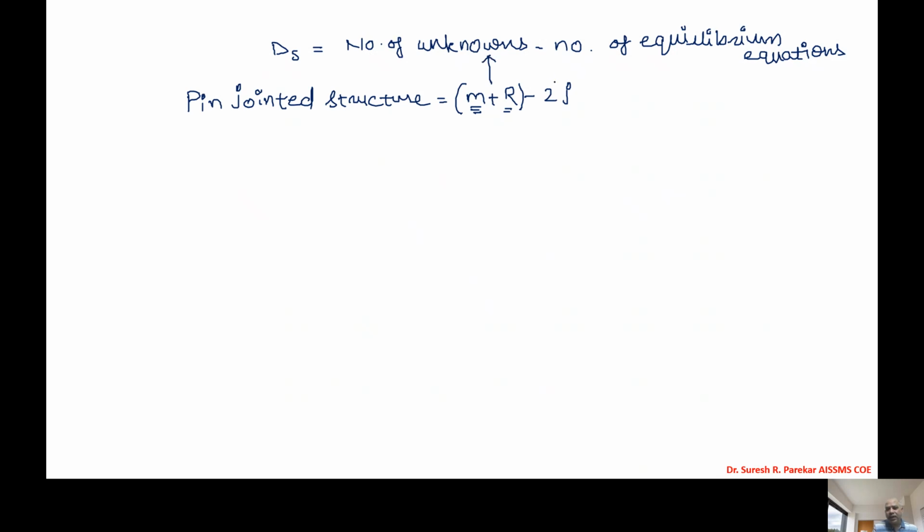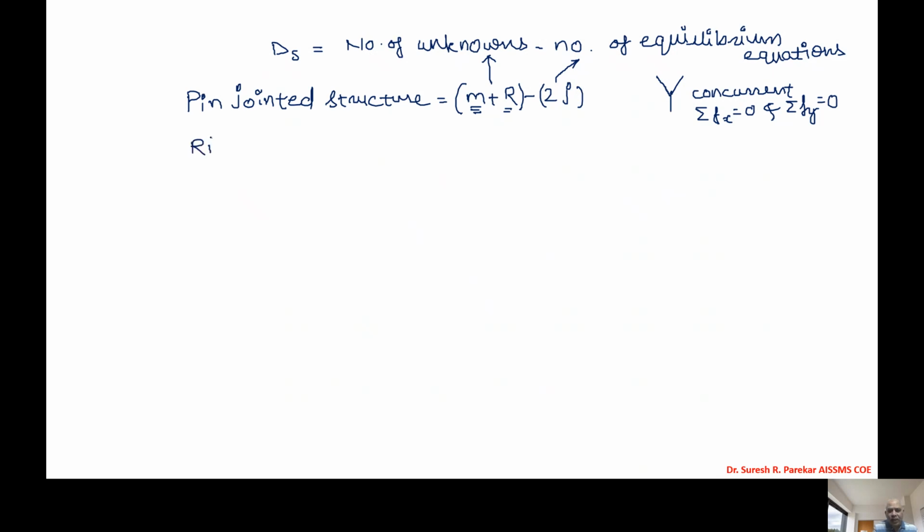And as each joint will act as a force system where all forces are acting at a joint, this is known as a concurrent force system. For a concurrent force system, we have two equations at each joint, which are Fx equal to 0 and Fy equal to 0. So at each joint, we have two equilibrium equations, and therefore we have subtracted 2j.